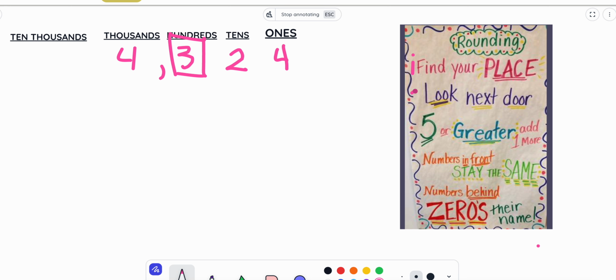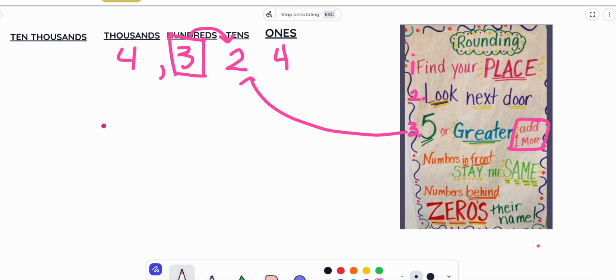I am going to next look next door, aka to the person next to me. Not in front of me, but behind me. So the number behind the 3, not the 4,000. I'm looking behind the 3. So look next door. Now I'm going to ask, is it 5 or greater? Well, no, that's a 2. If it was 5 or greater, I would add 1 more. But it's not. This is a 2. So I'm going to leave it at 2.